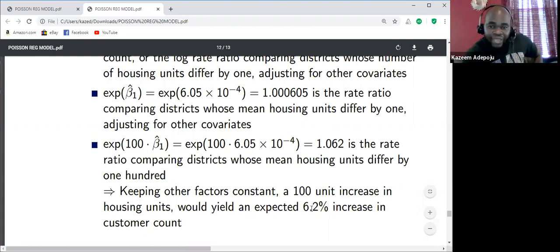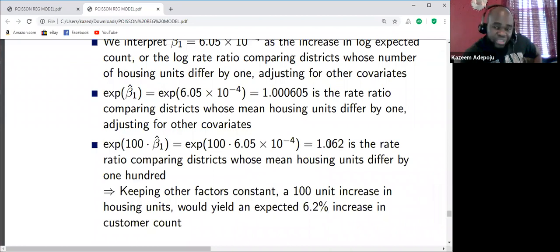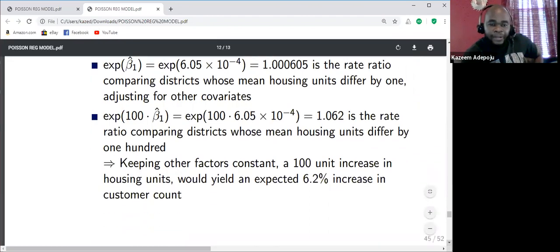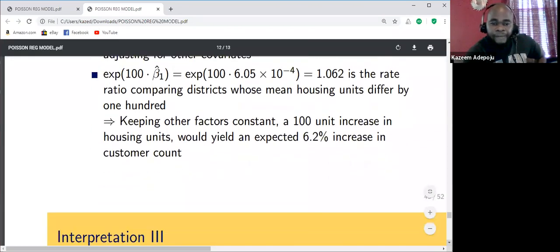Now, where do I get 6.2%? Where did I get that one from? If you multiply this by 100, you're actually going to get 106.2%. When you subtract that from 100, you're going to get 6.2%. That means you got a 6.2% increase. So you get that now?